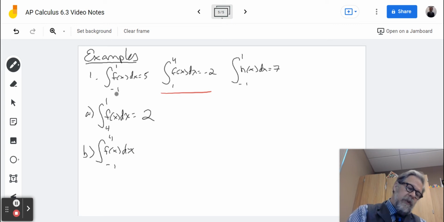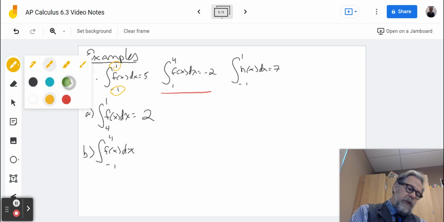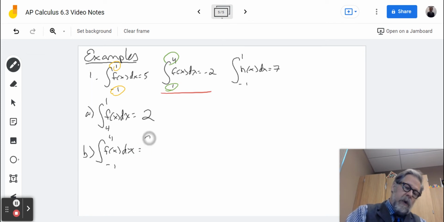Well, what we notice is that the first goes from -1 to 1, the second goes from 1 to 4, so we can find from -1 to 4 by adding these two together, and of course that makes this equal to 3.